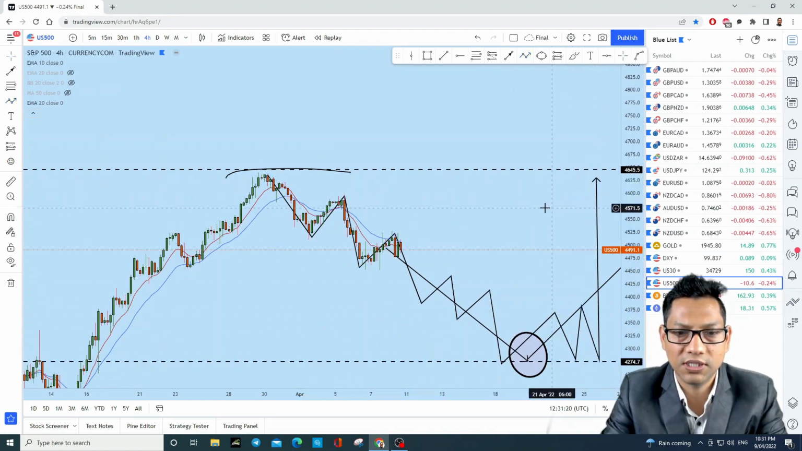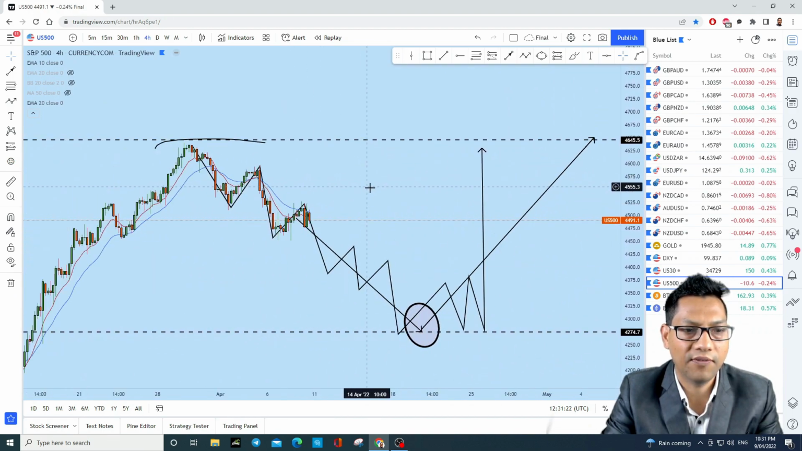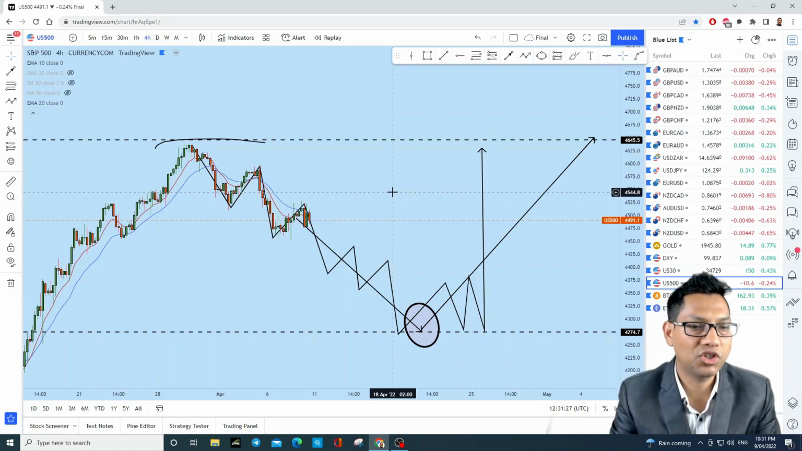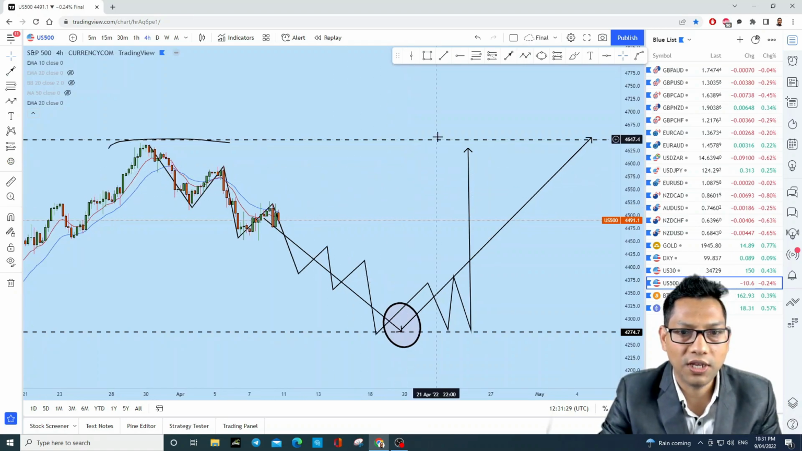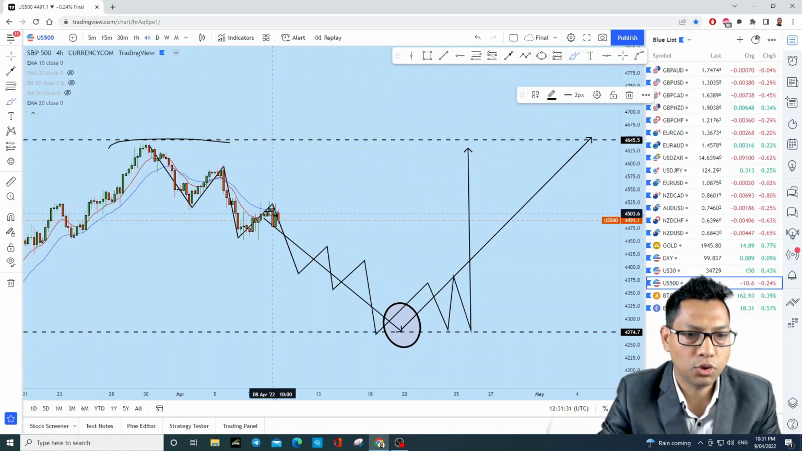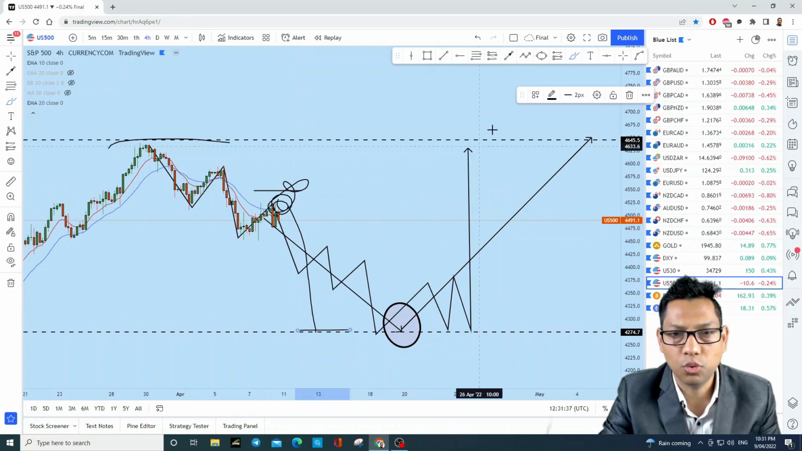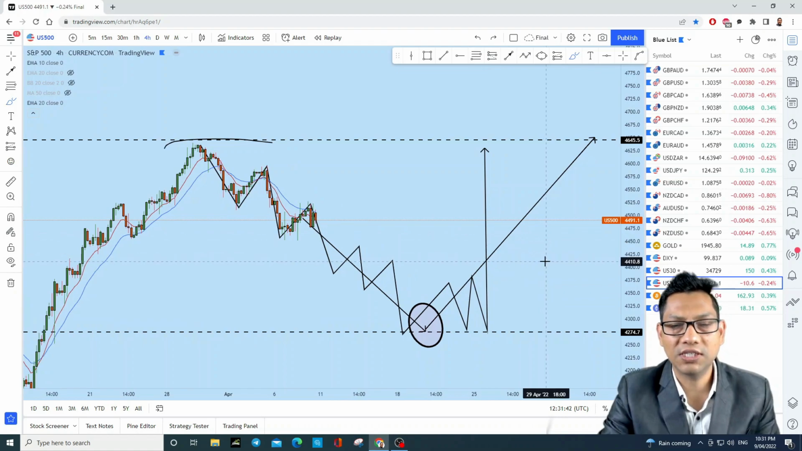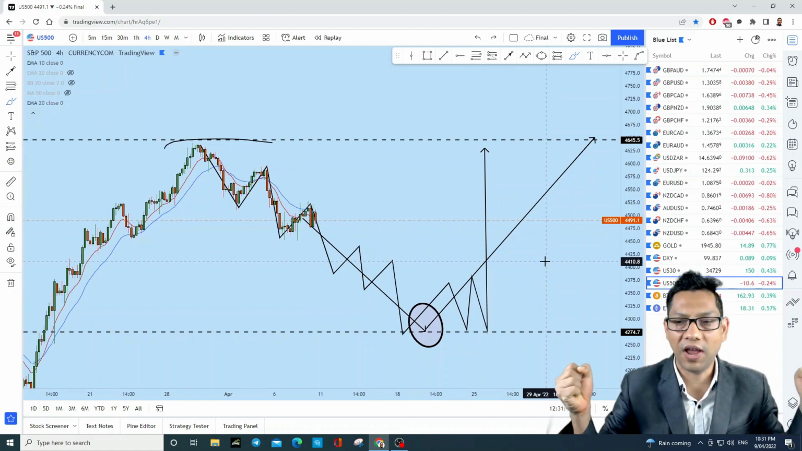So this could be the situation with US 500, and considering this market structure, I will be waiting for a shorting opportunity around this zone, keeping the stop loss above this high and take profit at least to this level, which could give us a 1 to 2 risk to reward ratio. So this is the situation with US 500.